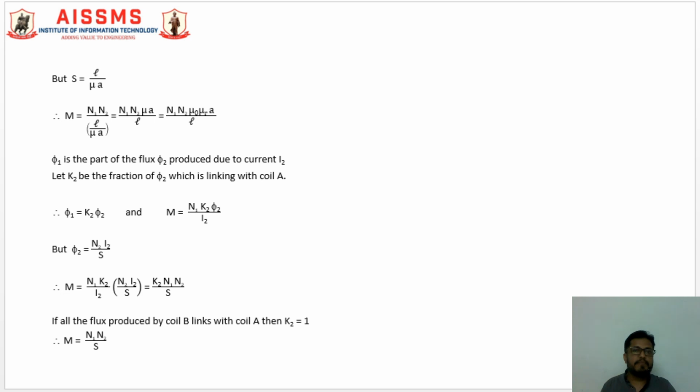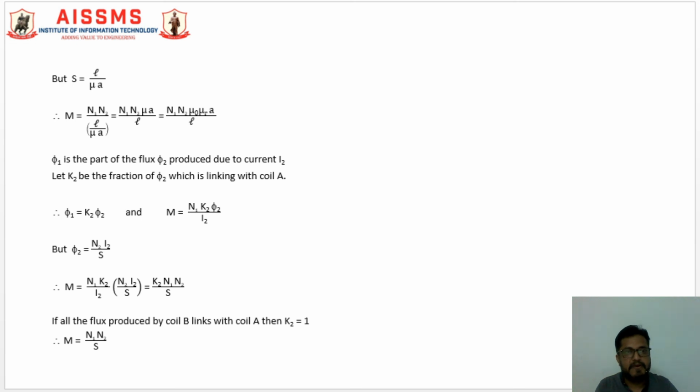But we know the basic formula of reluctance S is equal to length divided by absolute permeability into cross sectional area, so it is equal to L divided by mu A. Therefore, mutual inductance M equal to N1 N2 divided by L upon mu A. If we simplify this, we get capital M equal to N1 N2 mu A divided by L, which is equal to N1 N2 mu 0 mu R A divided by L.